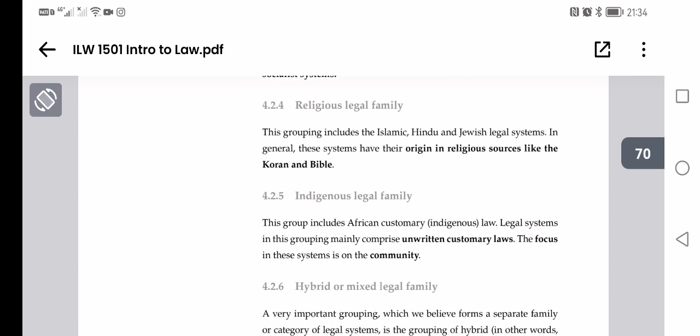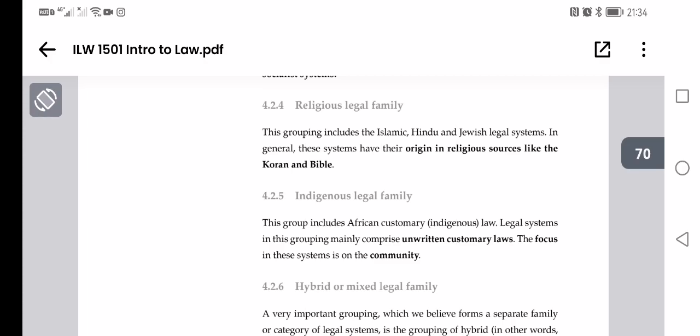Religious legal family. This group includes Islamic, Hindu, and Jewish legal systems. In general, these systems have their origin in religious sources like the Quran or the Bible.